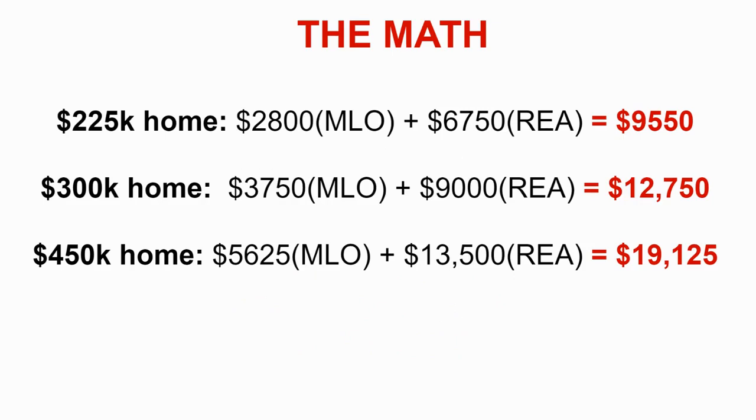A $225,000 home will net out almost $9,500 in profit. A $300,000 home will net out almost $13,000 in profit, and a $450,000 home will net out over $19,000 in profit, right? And so obviously some markets are even higher than this, where homes are 500, 600, even $1 million, like in the Bay Area and New York City.